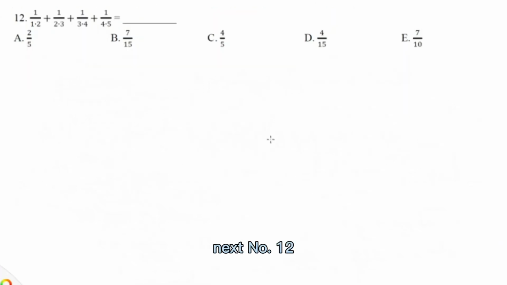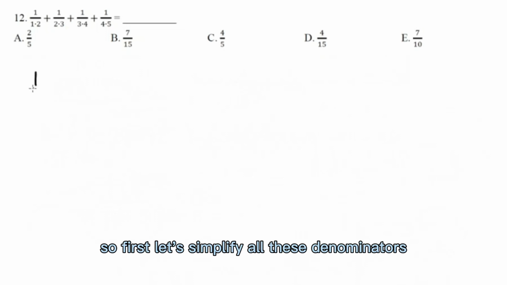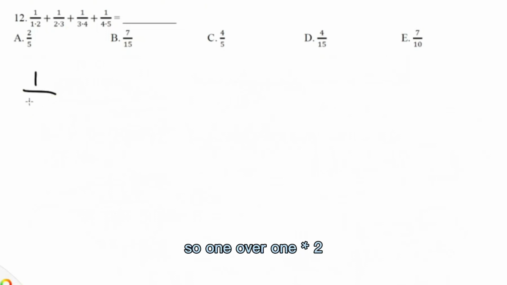Next, number 12. 1 over 1 times 2 plus 1 over 2 times 3 plus 1 over 3 times 4 plus 1 over 4 times 5 equals what? Alright, this is actually a pretty simple problem. We can solve this pretty easily. So first, let's simplify all these denominators. So 1 over 1 times 2, that's just 1 times 2 is 2, so it's 1 over 2.